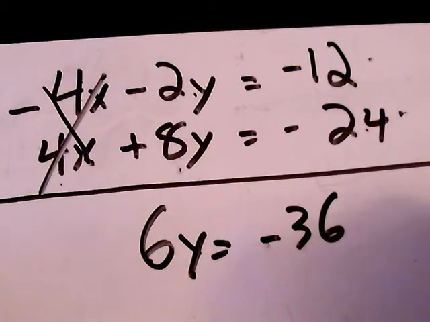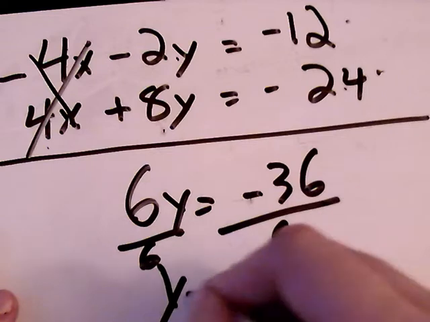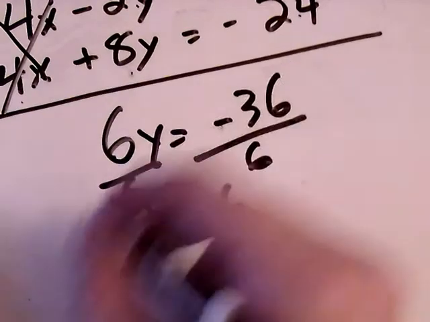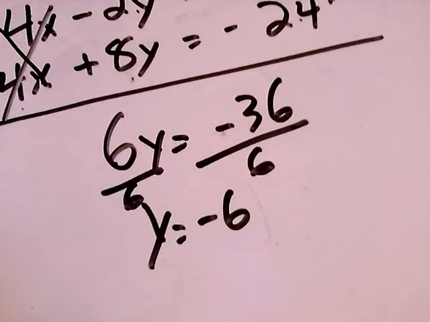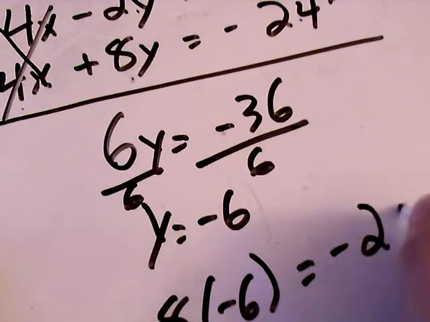So pretty simple. Now we divide both sides by 6. y equals negative 6. So that's half my answer. Remember that. It does not matter which equation you use, the bottom one or the top one. I'm going to use the bottom one. You have to plug it back into the equation. Remember, we have to find two answers.